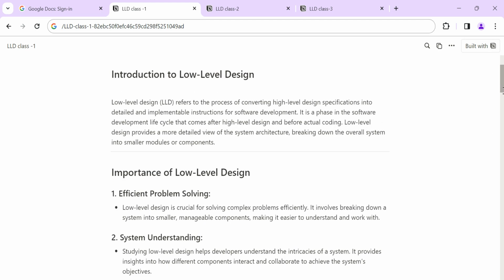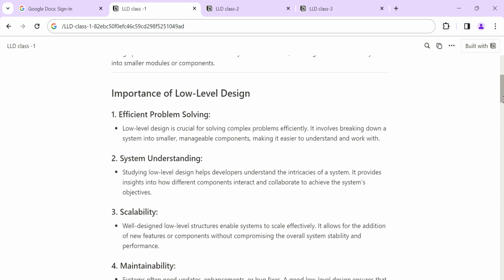First of all, the importance of low level design: it is useful for efficient problem solving. Low level design is crucial for solving complex problems efficiently, and it involves breaking down the system into smaller manageable components, making it easier to understand and work with.